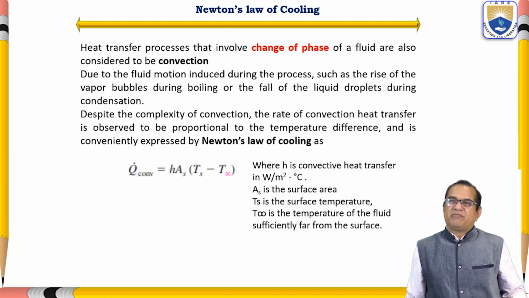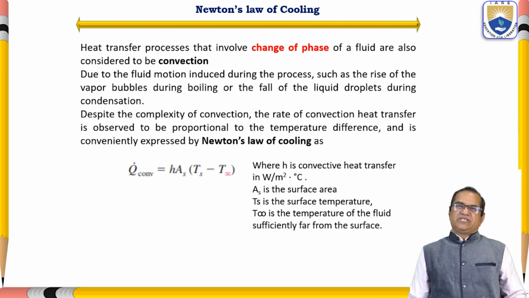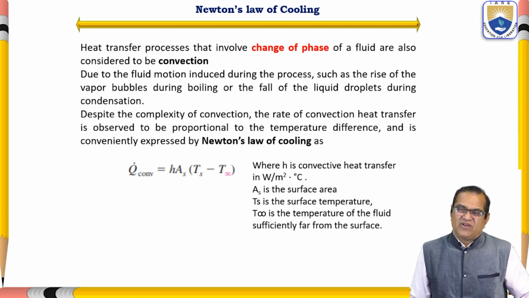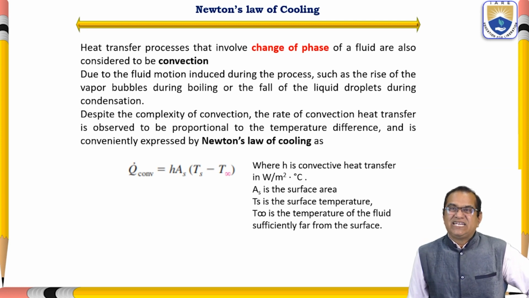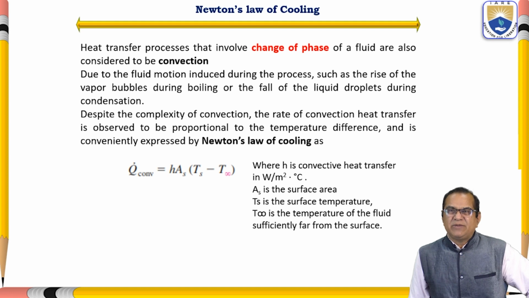T_s is the surface temperature. T infinity is the temperature of the fluid sufficiently far from the surface. So that is Newton's law of cooling. Q dot convection is equal to h A_s (T_s minus T infinity). It is directly proportional to the area and directly proportional to the temperature difference, that is delta T, between the solid and the liquid.